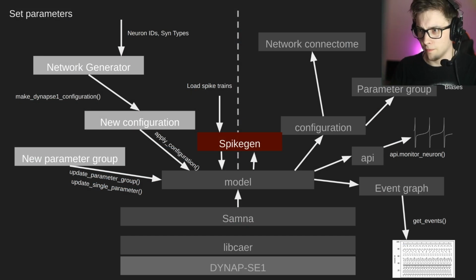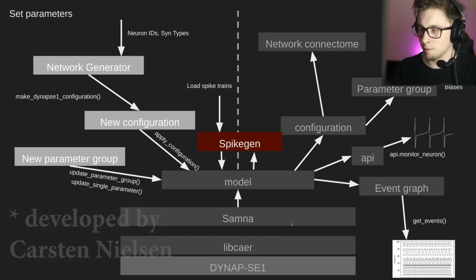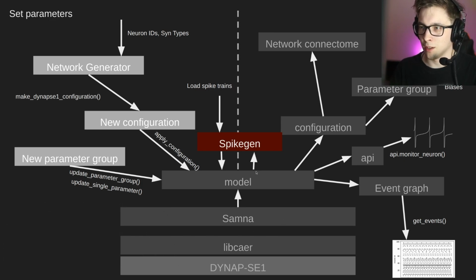To control DYNAP-SE1, we use Python. Specifically, we use the module called Samna, which is proprietary software from the company SynSense, which manufactured the chips. This Samna module gives us this model object that we can interact with, and then there are 4 different pathways of what we can extract from the chip. And I will very slowly go around this diagram to just make sure it is quite clear what is possible.